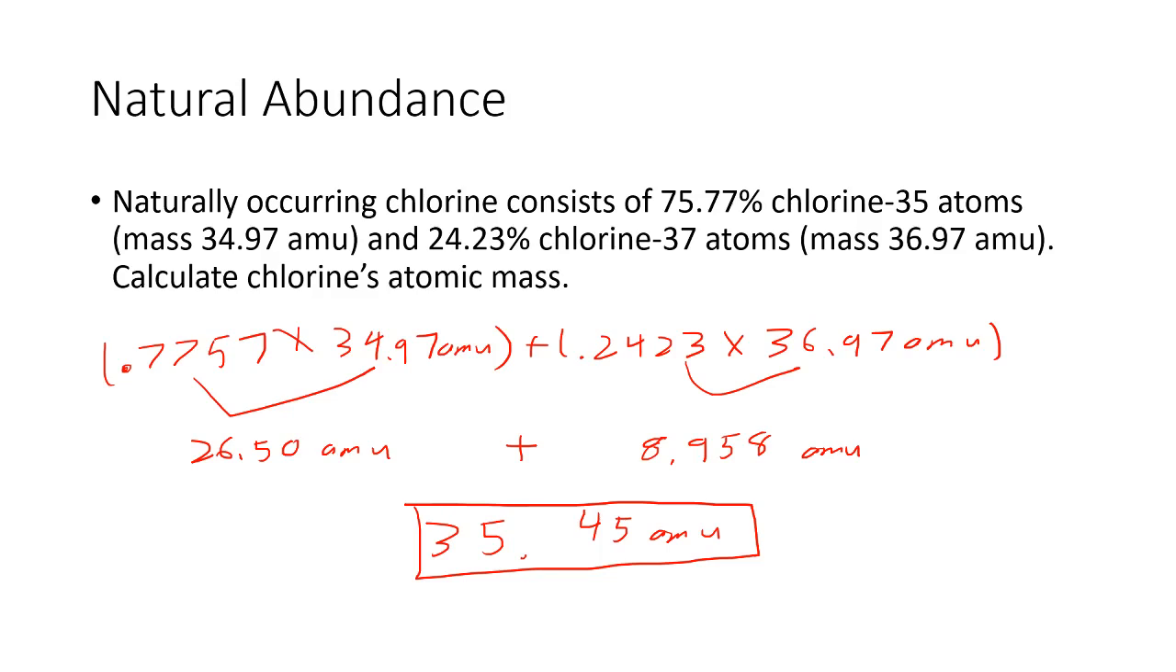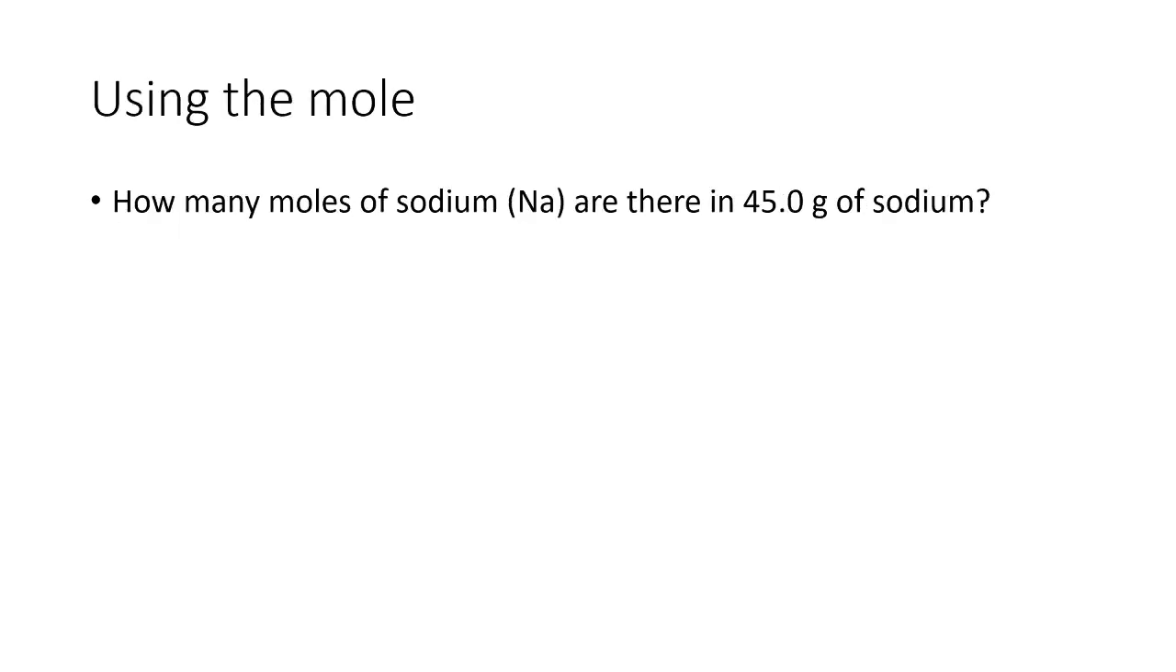When you do questions like this, if you had more than 2 choices, we only had chlorine-35 and chlorine-37 here, but if you worked with an element where there were 3 naturally occurring isotopes, or 4 or 5, all you'd have to do is add each of them together, multiplying by the percentage. None of the process changes other than there's just a few more things to put in. So that's how we deal with natural abundance. Let's now look at the mole, which is where the rest of this section is going to focus.